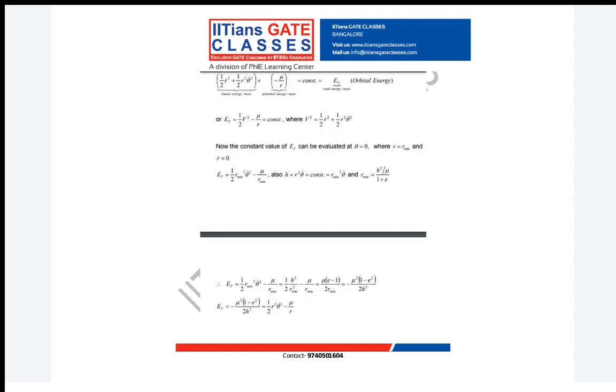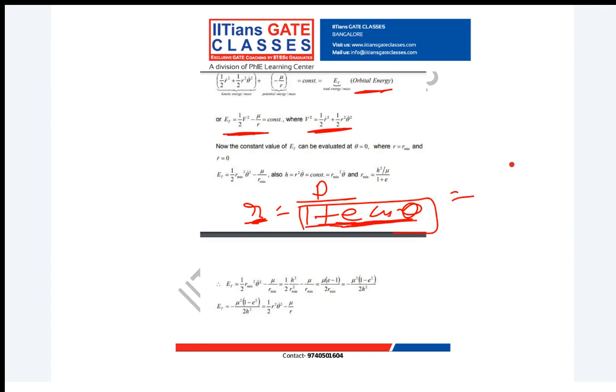This is the orbital energy, and usually we use orbital energy per unit mass, which is given in this form: 1 by 2 V square minus mu by R, and we know further what V square is. Now guys, we also know what this R value is. R is P upon 1 plus E cos theta. Now we can tell R is minimum when this quantity is maximum. When it is maximum, it is P upon 1 plus E, so R will be minimum.